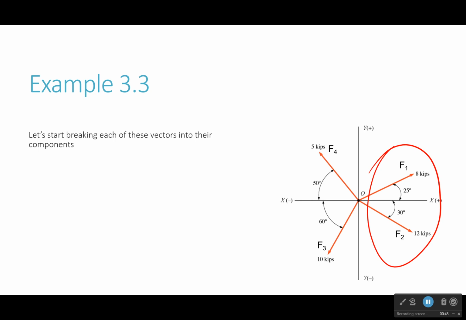So first off, I draw two triangles. Okay, well I've got F1 like this. That's 8. This is 25 degrees, that's my right angle. And this will be F1y, that will be F1x. Well, F1x is adjacent over hypotenuse, which is cosine of theta. So cosine of 25 degrees is equal to F1x over 8.